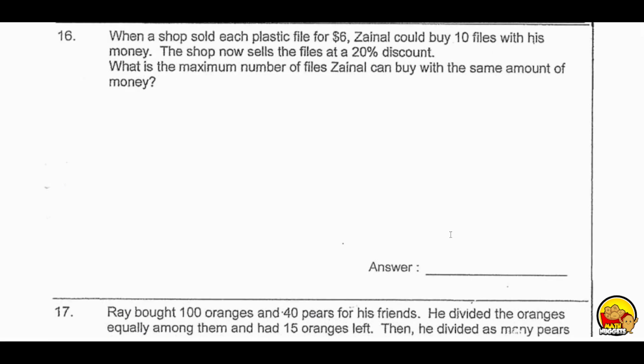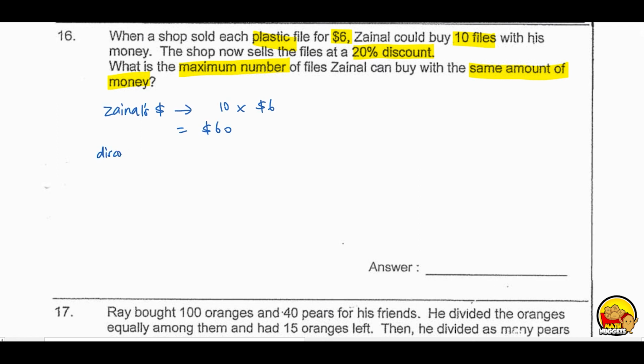Question 16. When the shop sold each plastic file for $6, Zino could buy 10 files with his money. So now there's a 20% discount. What is the maximum number of files that he can buy with the same amount of money? So the most important thing now is to find out his money. How much does Zino have? So he could buy 10 files, each at $6, so meaning he has $60.